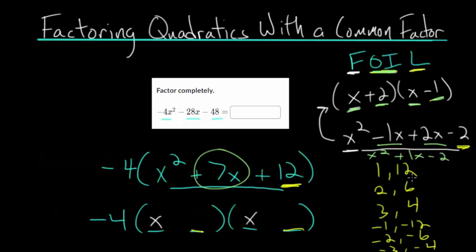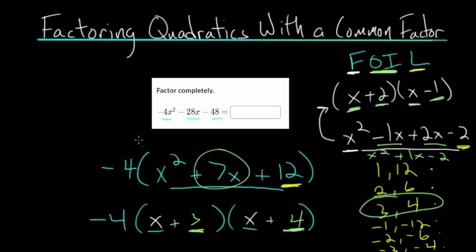What we do next is just determine from these possibilities for these two terms in our binomials, out of these 6 possibilities, which one of these would add up to positive 7x? In this case, it would be the 3 and the 4. So if we do plus 3 and plus 4, this should be our factored form of the quadratic.